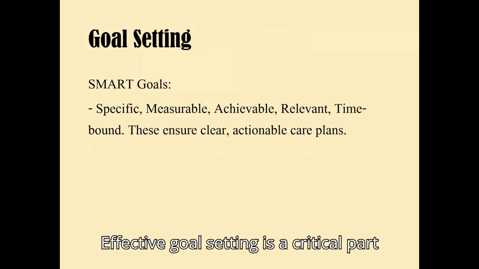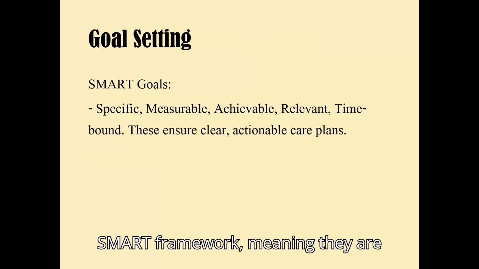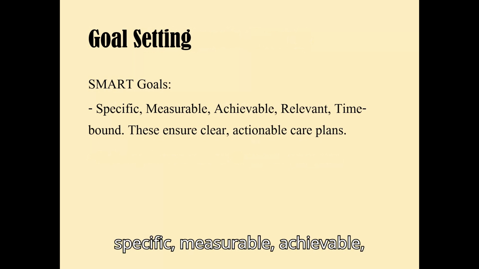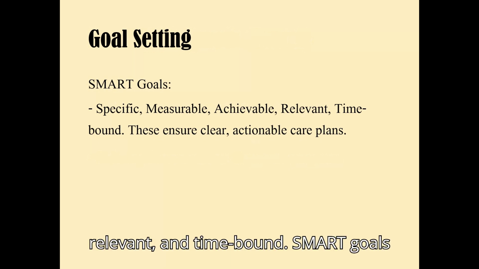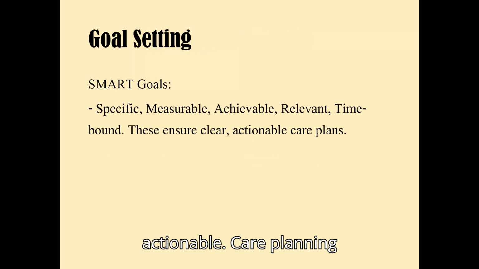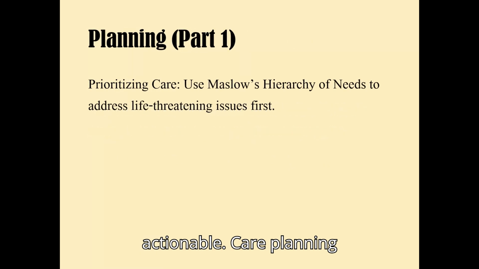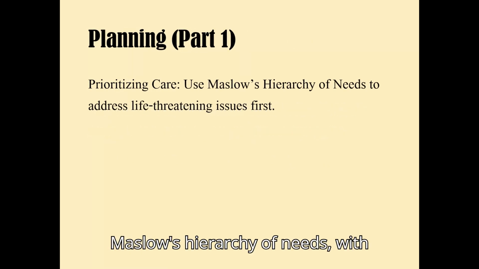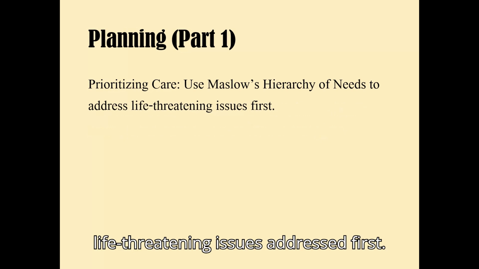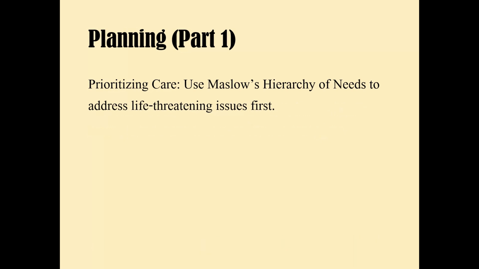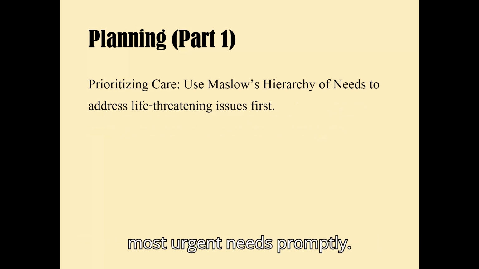Effective goal setting is a critical part of planning. Goals should follow the SMART framework, meaning they are specific, measurable, achievable, relevant, and time bound. SMART goals ensure that objectives are clear and actionable. Care planning prioritizes interventions based on Maslow's hierarchy of needs, with life threatening issues addressed first. This ensures that the care team meets the most urgent needs promptly.